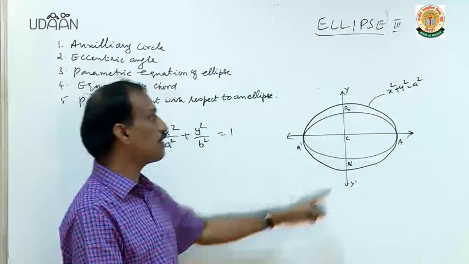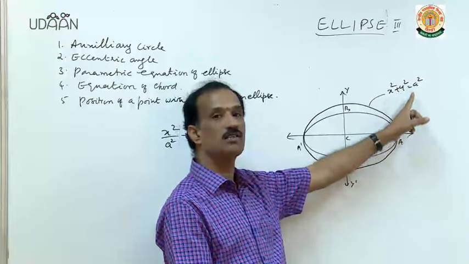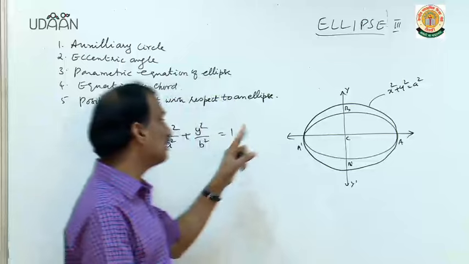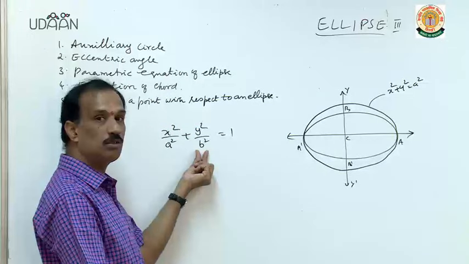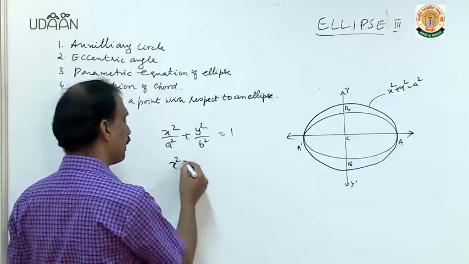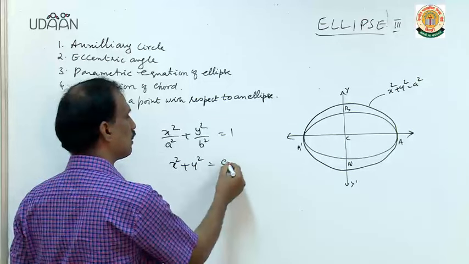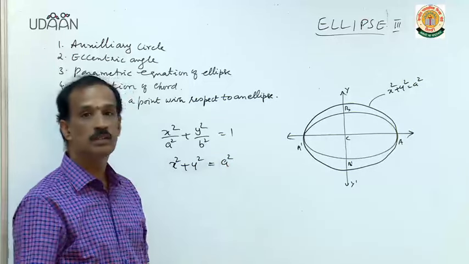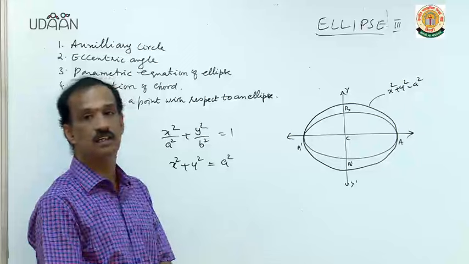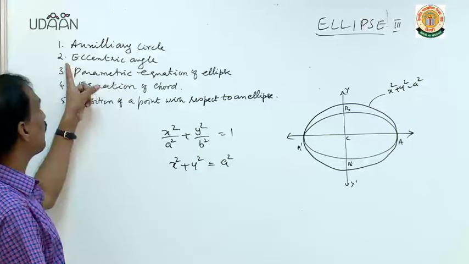So what is its equation? x square plus y square equal to a square. So in this case b square equal to a square, and then you get x square plus y square equal to a square. So this is your auxiliary circle. The next topic we are looking at is eccentric angle.